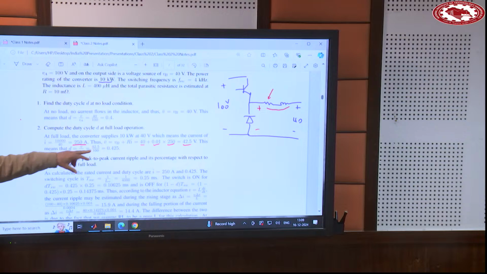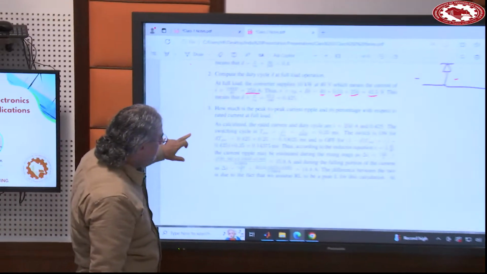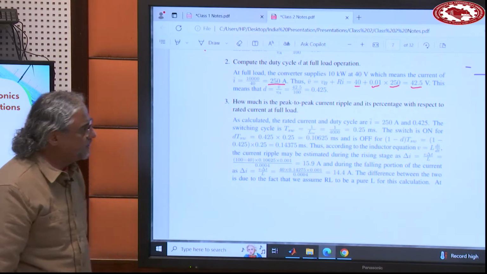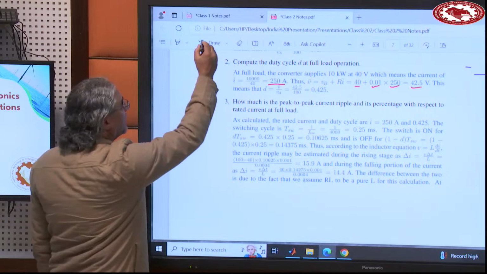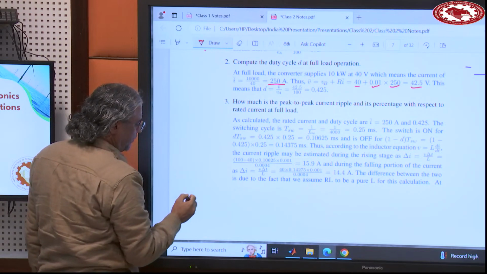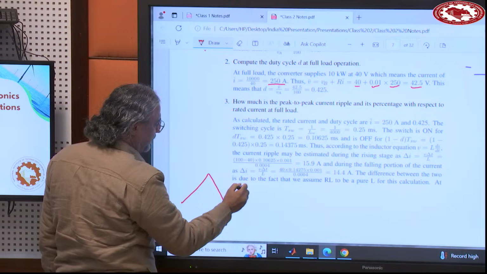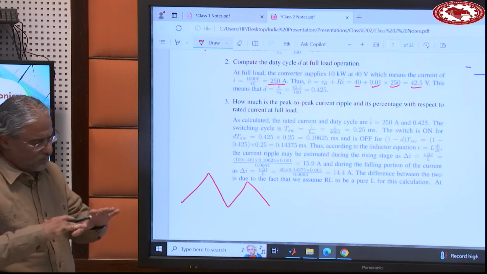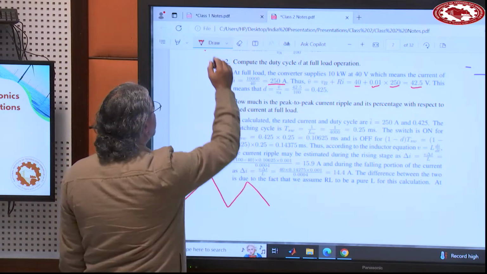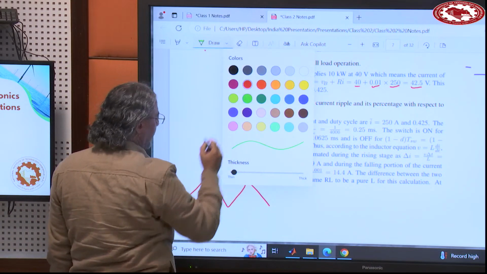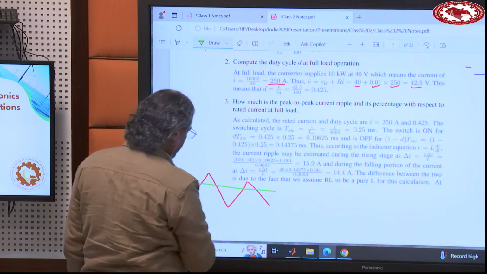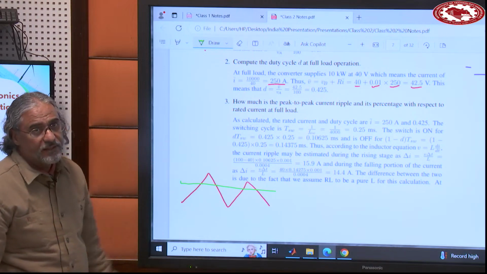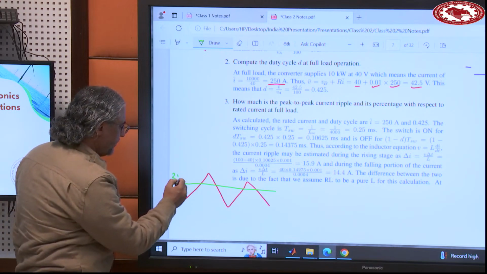But before talking a little bit more about this problem, it says, how much is the peak-to-peak current ripple? We said inductor current is like this, right? Just going up, going down, going up, going down, like that. So in the steady state, let's say 250 is the average of the current, right? The average of the current is 250. So it goes up and down. How much is this peak-to-peak ripple?